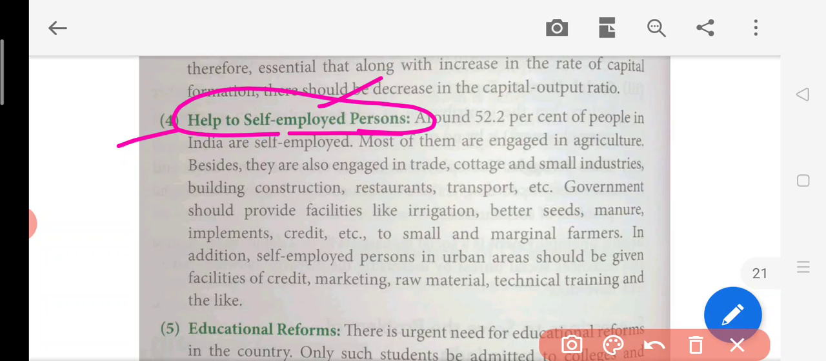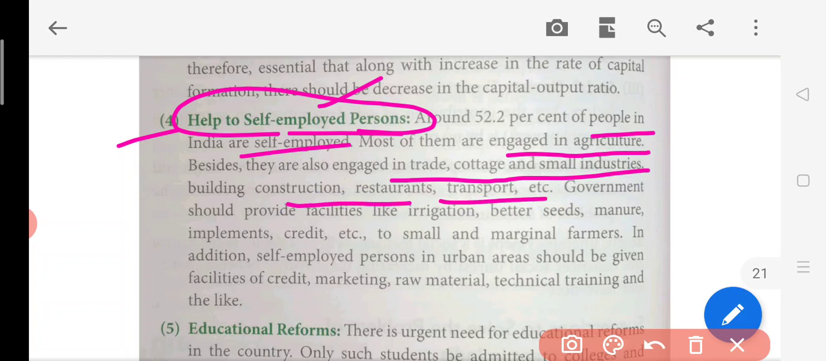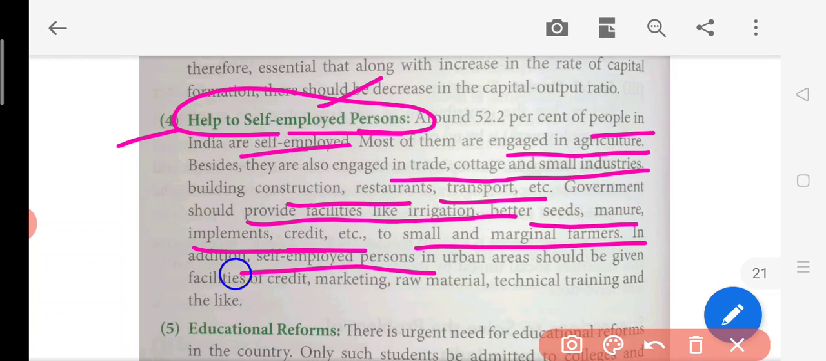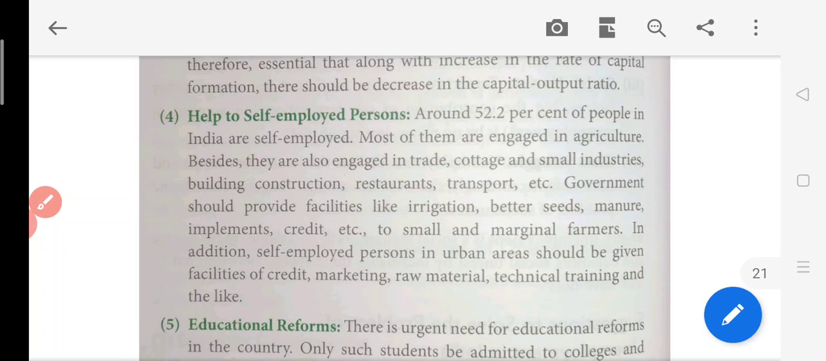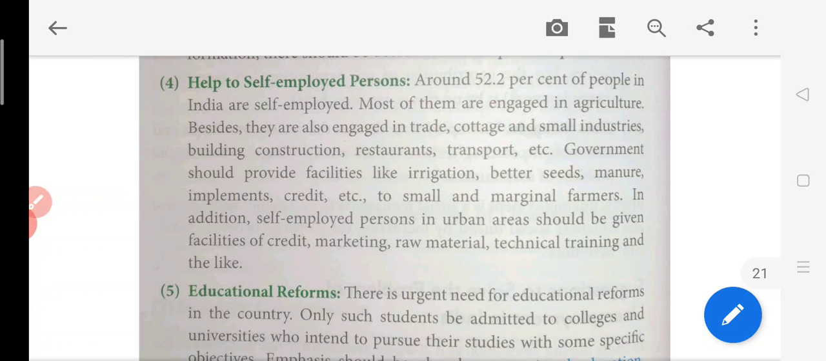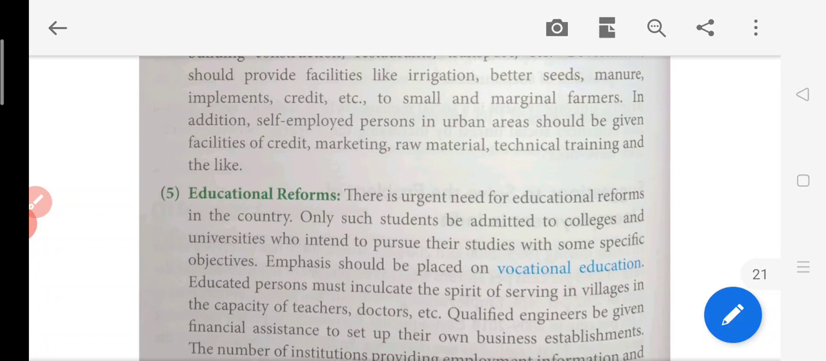Now, around 52% of the people are self-employed here in India. Most of them are engaged in agriculture. Besides them, there is also trade, cottage industry and small industries, building, construction, restaurant, transport. Government should provide facilities like irrigation, better seeds, manuals, implements, and credit to small and marginal farmers. The government is already putting in a lot of effort, and also giving subsidies to small scale industries, supporting people to become entrepreneurs. When entrepreneurs come, definitely employment will also rise.